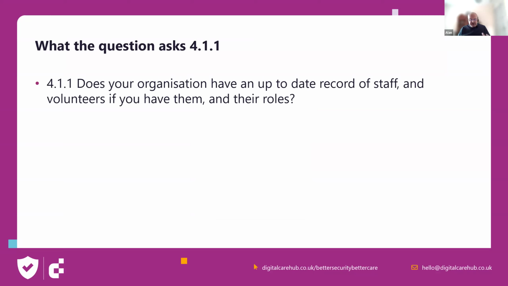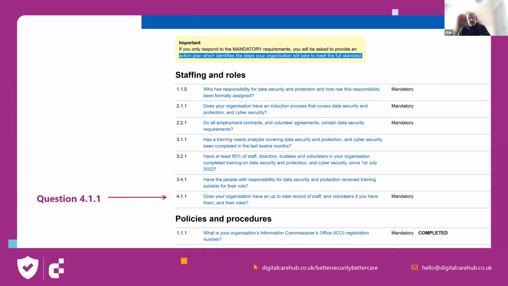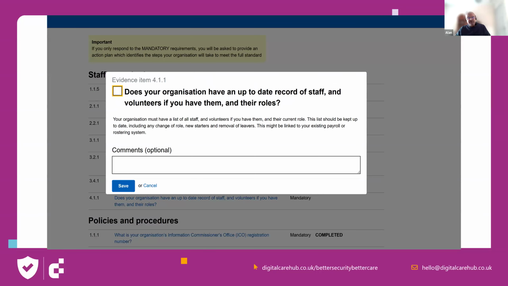So it may seem a redundant question, but actually it's really quite important in terms of those areas that I've just been referring to. If you don't know what staff you've got and what they're employed to do, then it's difficult to know what level of access they should have to the confidential information that you hold, etc., in order to be compliant with the regulations and legislation. So in the toolkit, you can use the comments box to respond. So again, within the toolkit, question 411 is at the bottom of the staffing and roles question. And if you click on that, it then opens up the question completely.